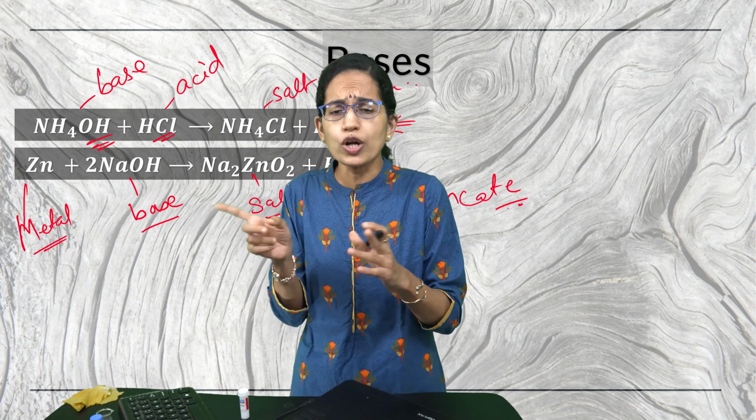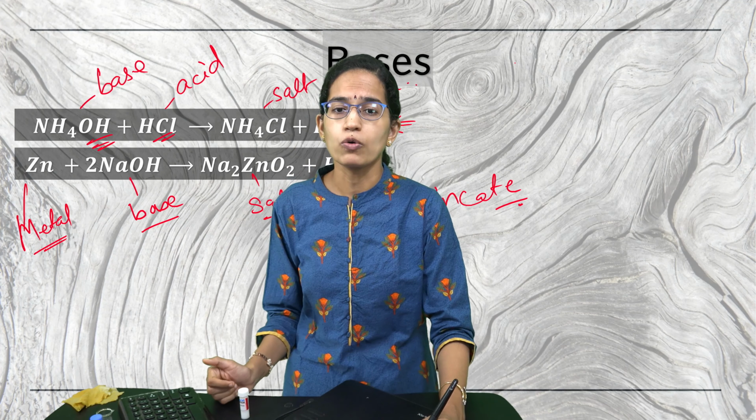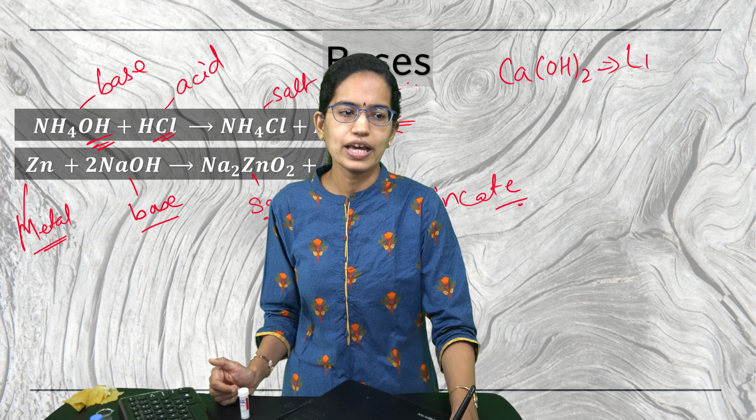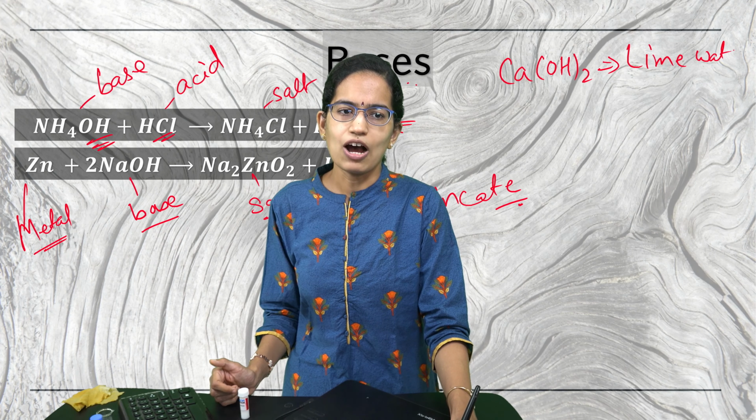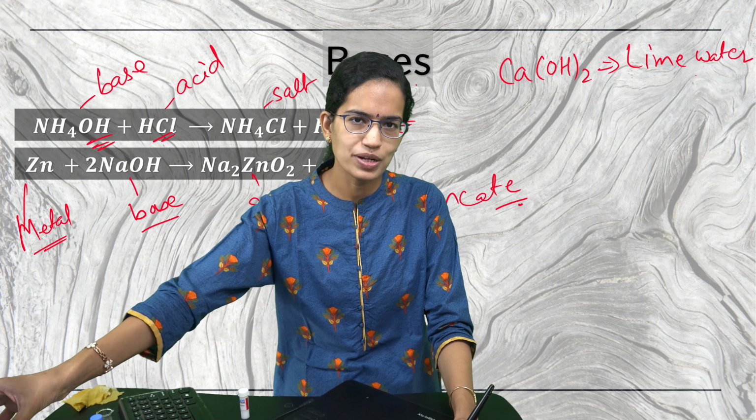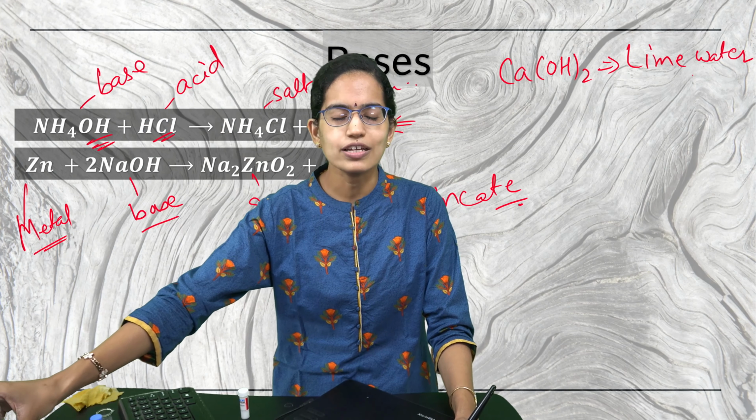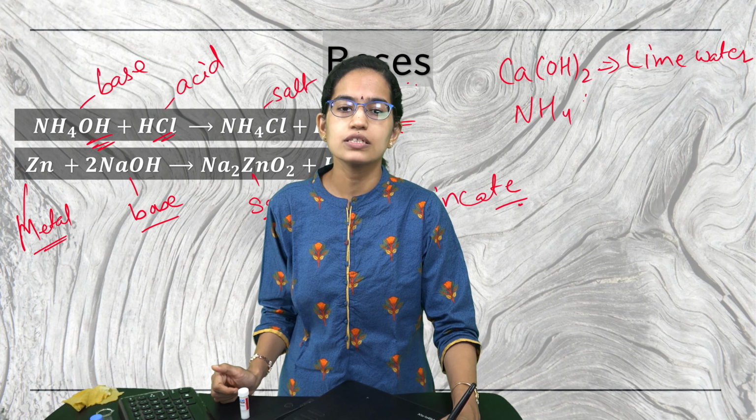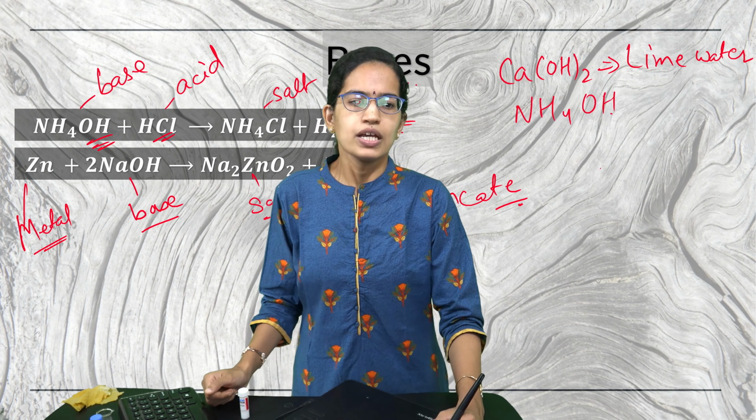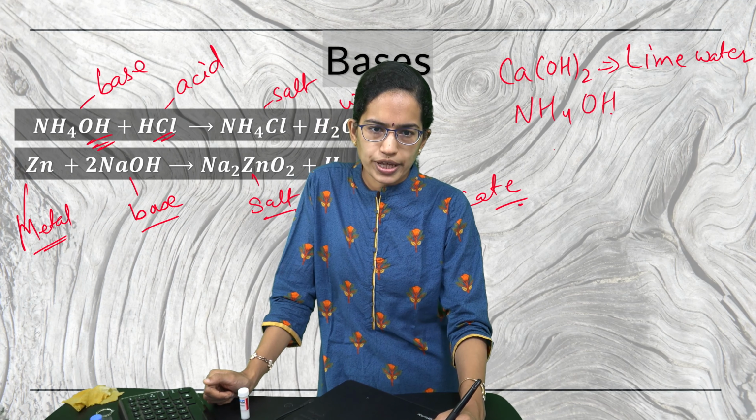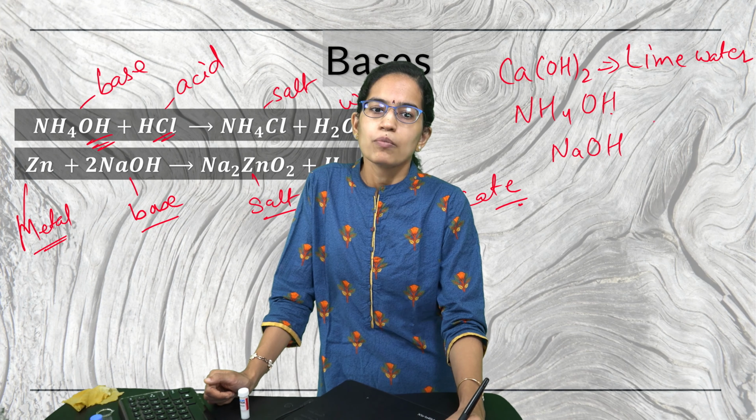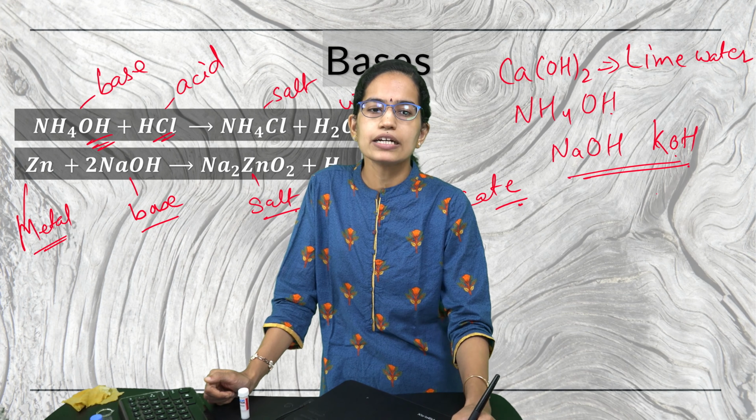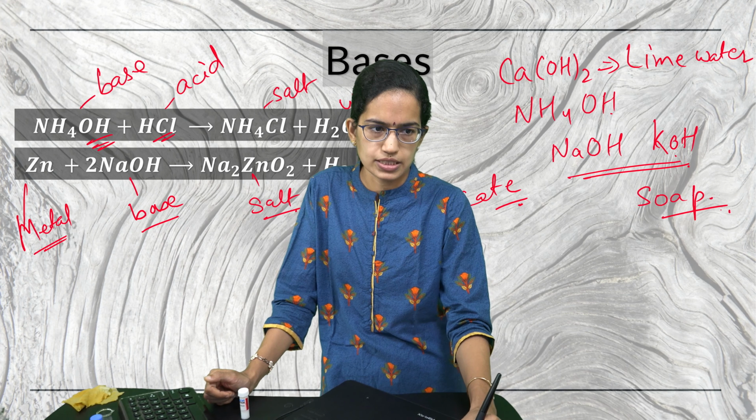Now, what are the common bases and where are they found? Calcium hydroxide. Calcium hydroxide we know well, lime water. Now I have been talking about the example of chlorine so far. So chlorine, which is the window cleaner, usually has a weak base which is ammonium hydroxide. Then we have sodium hydroxide, potassium hydroxide. Sodium hydroxide and potassium hydroxide are commonly seen in soaps and detergents.